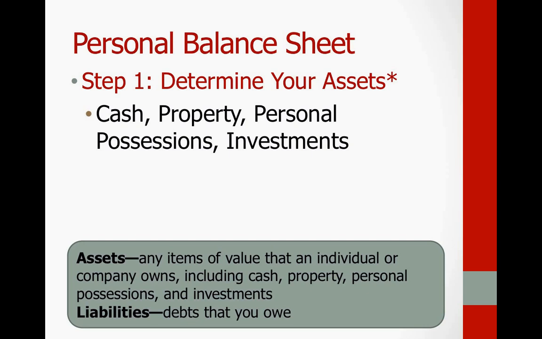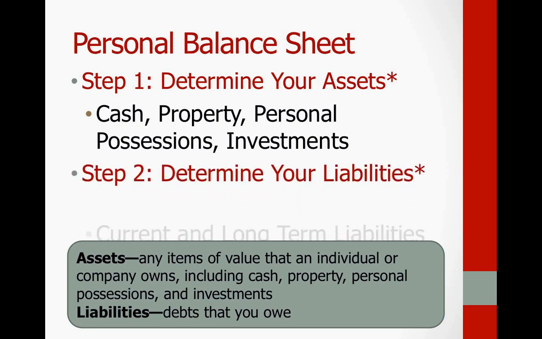So step 1, you want to determine your assets. Assets, very important. If you're looking at the definition at the bottom, those are items that you own of value, keyword value. So cash, you own cash. Property, such as cars, houses, buildings. Any personal possessions, maybe an expensive watch, an expensive TV, an expensive entertainment system, etc. And also investments such as stocks and bonds. We'll go more into detail on the types of assets in class tomorrow.